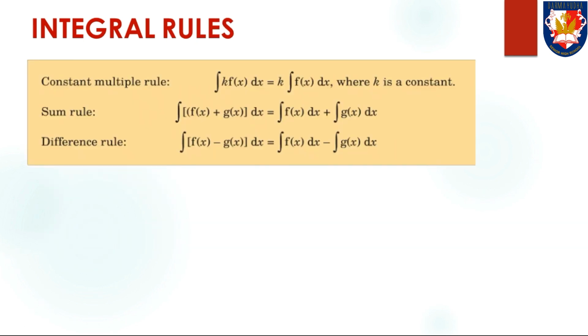Alongside the integral formulas, we have integral rules. Constant multiple rule: the integral of k f(x) dx equals k times the integral of f(x) dx, where k is a constant. Sum rule: the integral of f(x) plus g(x) dx equals the integral of f(x) dx plus the integral of g(x) dx.